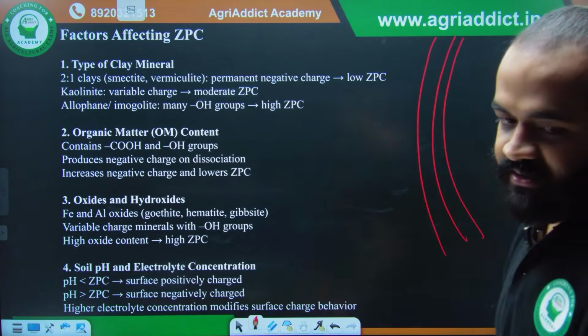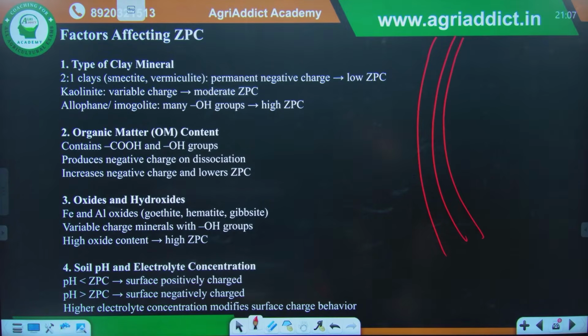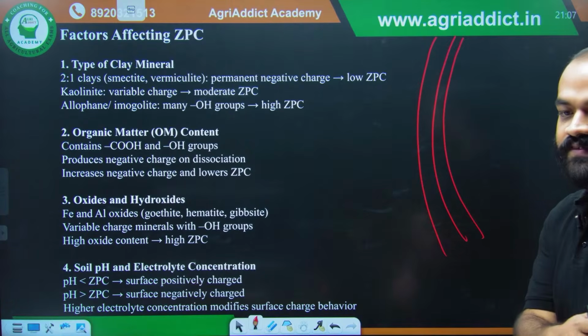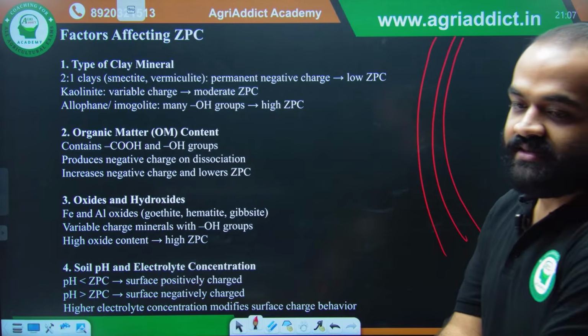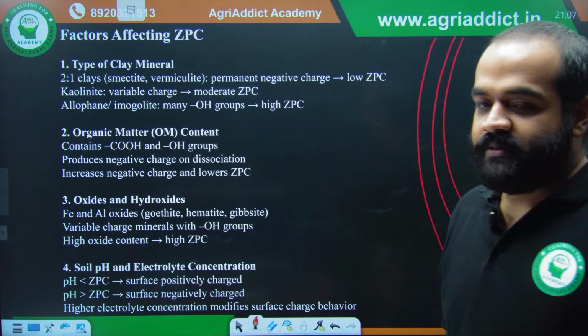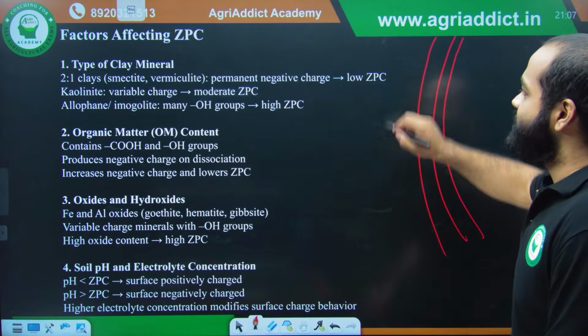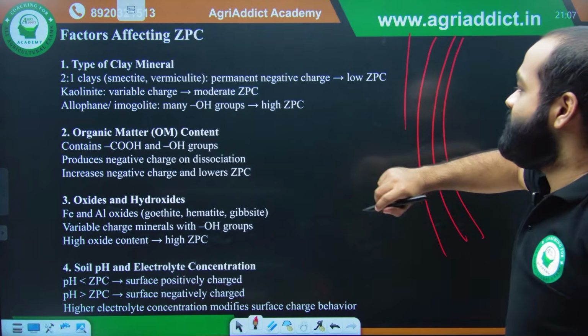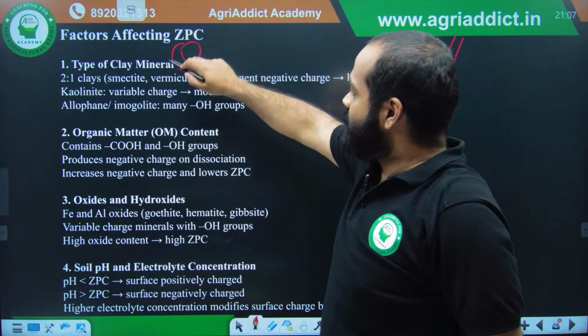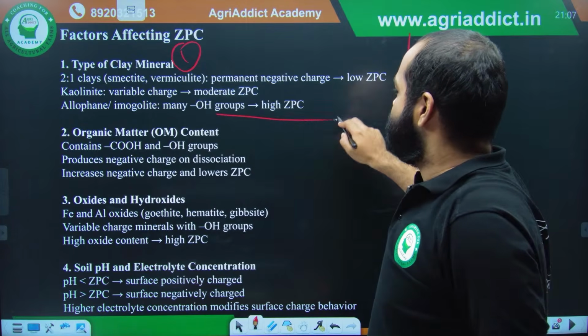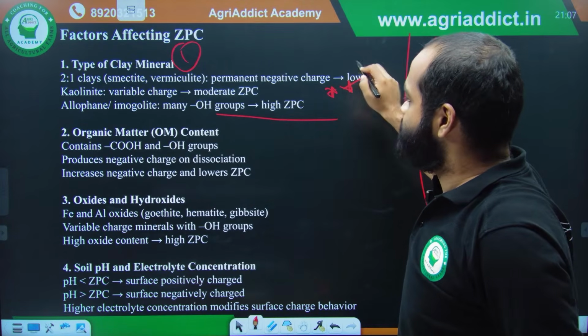Organic soil has organic acid, organic soil has lots of functional groups, Aishwarya. Those functional groups will supply negative charges. So for balancing that negative charge, you need lots of H plus ions. That is why the ZPC will go towards lower pH. All right. The factors affecting ZPC: type of clay mineral is number 1. Here I have written it for you. Please be thorough and read this well.